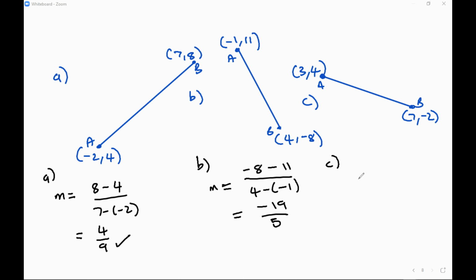All right, and the last one here, M equals negative 2 minus 4 over 7 minus 3, which is negative 6 over 4. Yeah, negative 3 over 2. Negative 3 over 2. Yeah, well done. That was super.